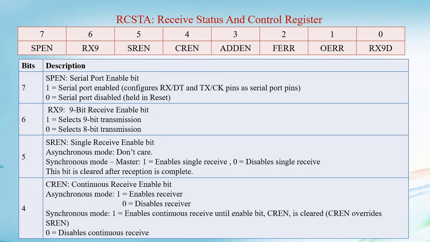Then RCSTA, receive status and control register. The receive status and control register is an 8-bit register used to enable the serial port to receive data, among other things.